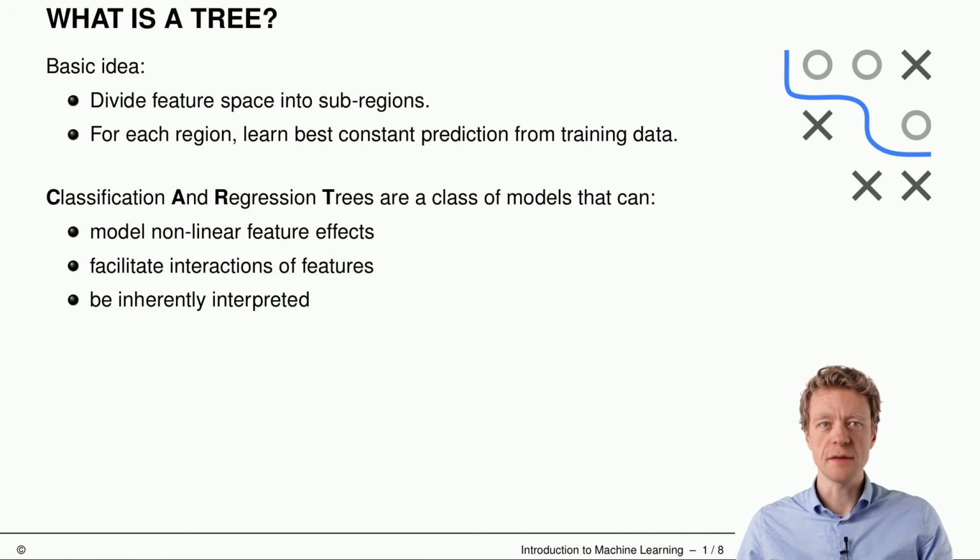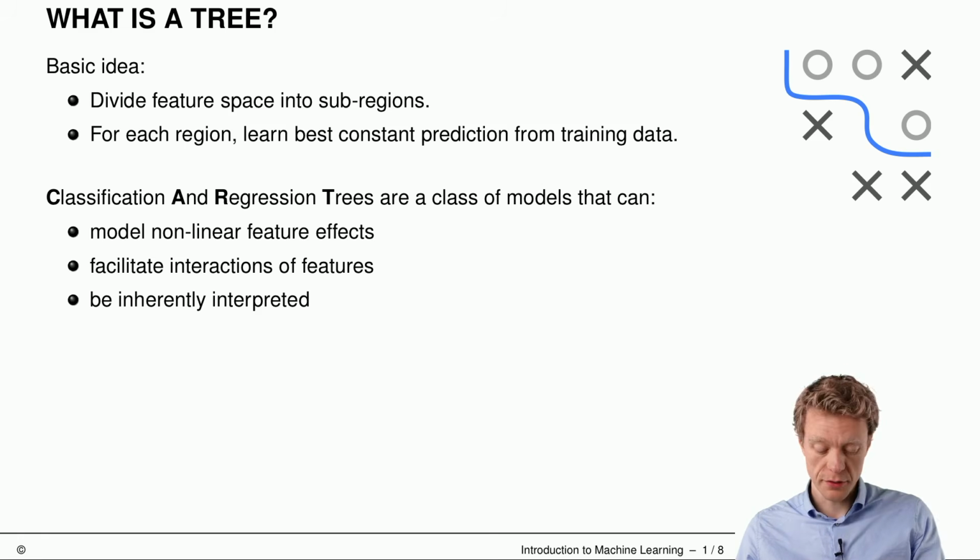So, what's a tree? The basic idea of a tree is to divide the feature space into subregions, and for each of these subregions we learn a best constant prediction from the training data. CART is short for classification and regression trees, which means we can tackle both numerical and categorical target variables, and these CARTs can model nonlinear feature effects, facilitate interactions of features, and be inherently interpreted.